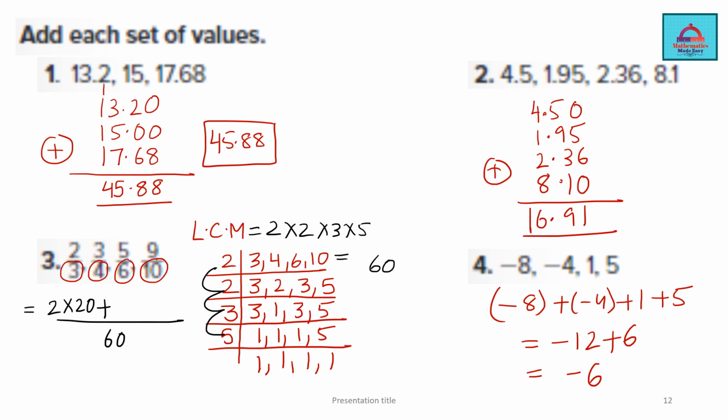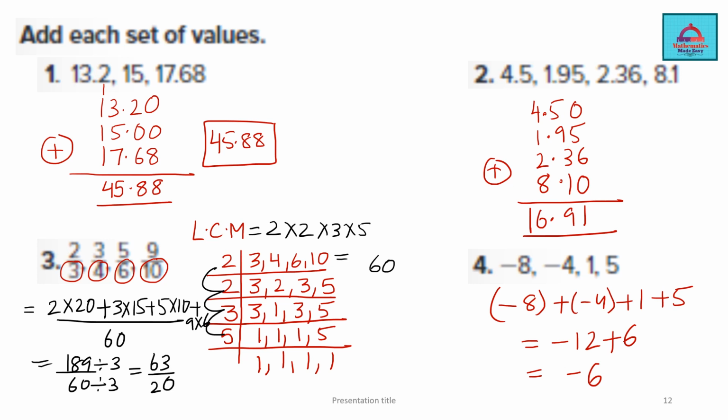What should I multiply with 4 to get 60? That is 15. So I multiply with the numerator. Similarly, 5 multiply with 10 plus 9 multiply with 6. Simplify, this comes out to be 189 by 60. Again, there is a common factor of 3. I divide by 3 to write the simplest fraction as 63 by 20.